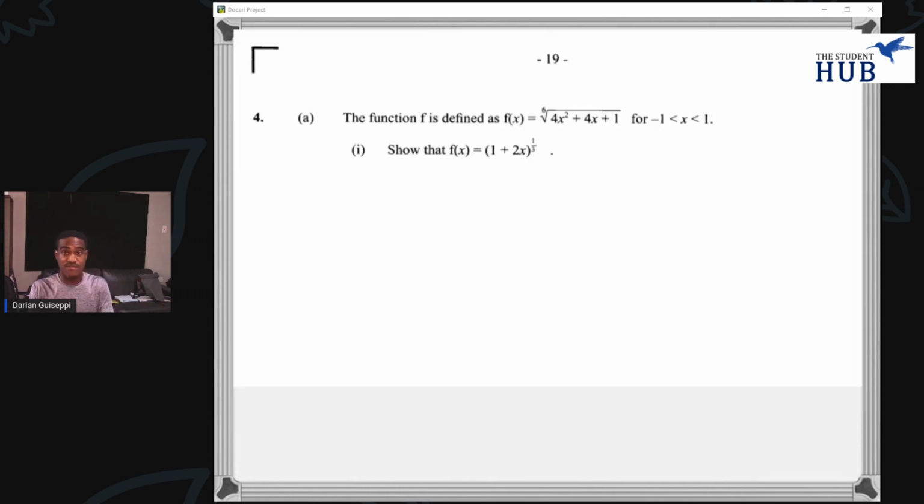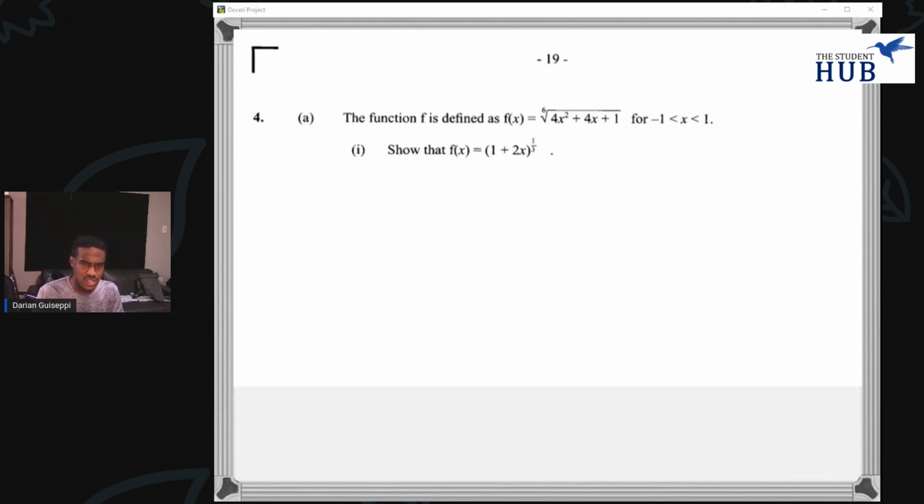So this is question 4 now. That was question 3, the little parts in question 3. We completed that. So now we're looking at question 4, part A. The function f is defined as f of x is equal to this here, for which this is the domain for x.